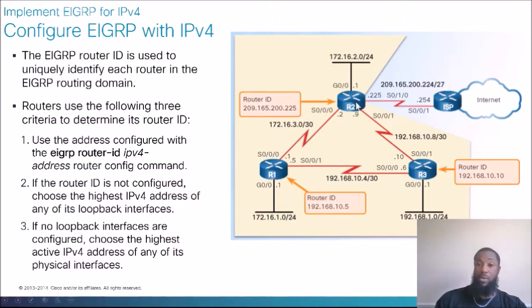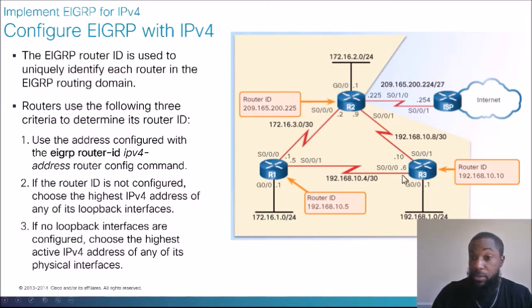If you look at this router right here, Router 2, he's got a couple IP addresses, right? He's got 172.16.3.2, 192.168.10.9, 172.16.2.1, right? But he also has this IP address right here. Obviously, this address is going to be his router ID if it's up, because it'll pick the highest IP address in there. If no loopback interfaces are configured, it'll choose the highest IPv4 address. So it'll pick loopbacks first. There was no loopback there, so he made that his router ID.